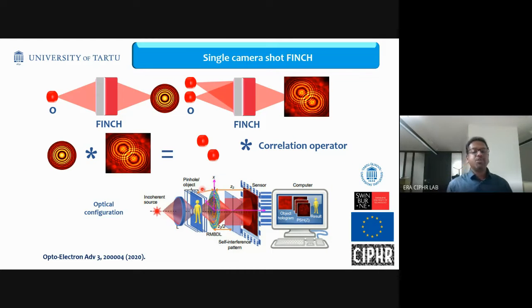This is the approach we used in FINCH to achieve a single shot. In FINCH, when there is a single point, this is the output. And when there is more than 1 point, in this case 2 points, you can see there are 2 such PSFs. Whenever there is an overlap, there is an intensity addition, exactly the same as the way an incoherent imaging system works. Now we know this. If we know this PSF, then using this correlation approach, we can reconstruct the object information. That's what we tried here in this work.